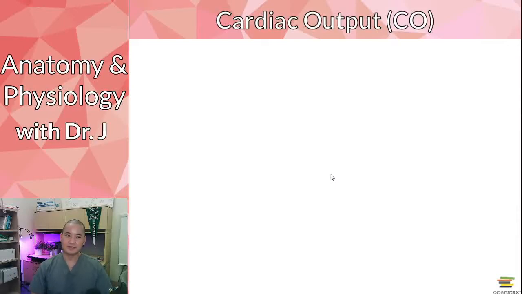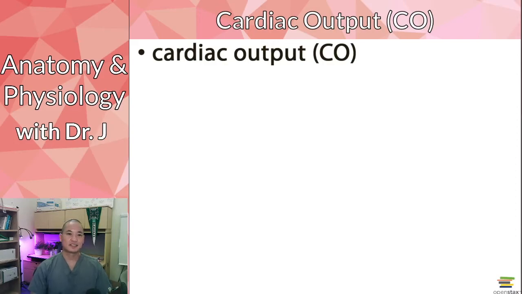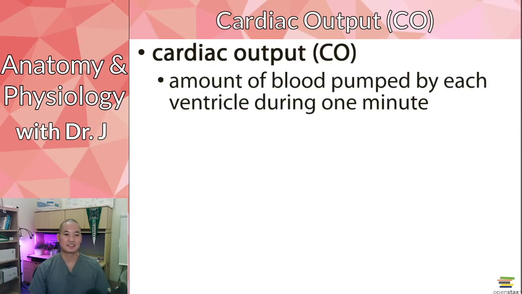Okay, let's go talk about cardiac output in the time we have left. So what is cardiac output? Well, it's what your heart puts out, right? Okay, that makes sense, but what is that? So cardiac output is a rate. It's actually the amount of blood, the volume of blood pumped by each ventricle during 1 minute.